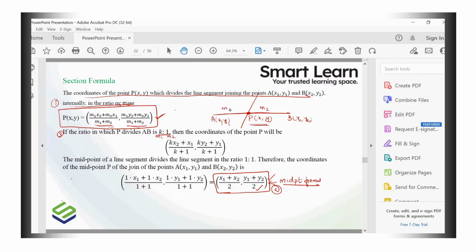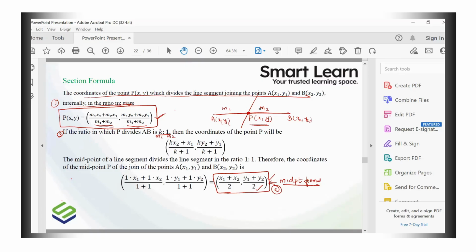Then you have to find the ratio, so we will take it as k is to 1. Then what will be the coordinate of point P? You have to find the ratio m1 is to m2. In that case, our formula is (k x2 + x1) / (k + 1), comma, (k y2 + y1) / (k + 1). In some cases, this m1 and m2 are the same.